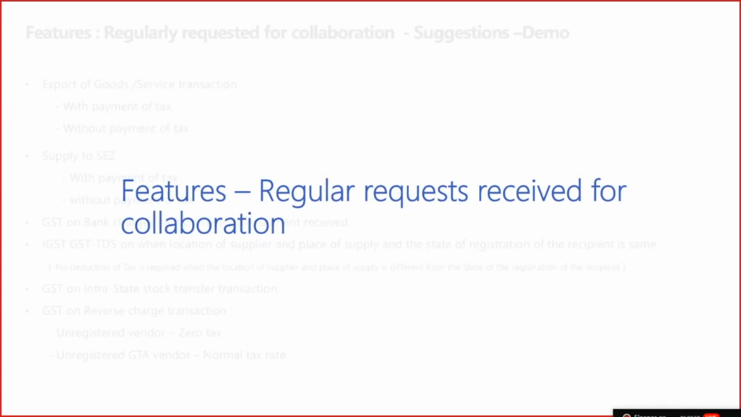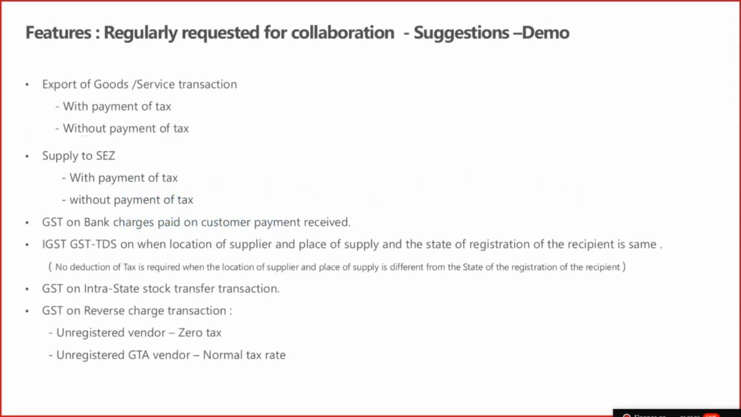Then I will discuss quickly some of the features where we are getting continuous escalations or continuous queries or requests for collaborations. So first is export of goods and services with payment of tax, without payment of tax. The configuration currently calculates by default no tax on export transactions, but the companies and customers have scenarios where they need to calculate the tax and get a refund. For this requirement, I will take you to the configuration application where you can make the changes.